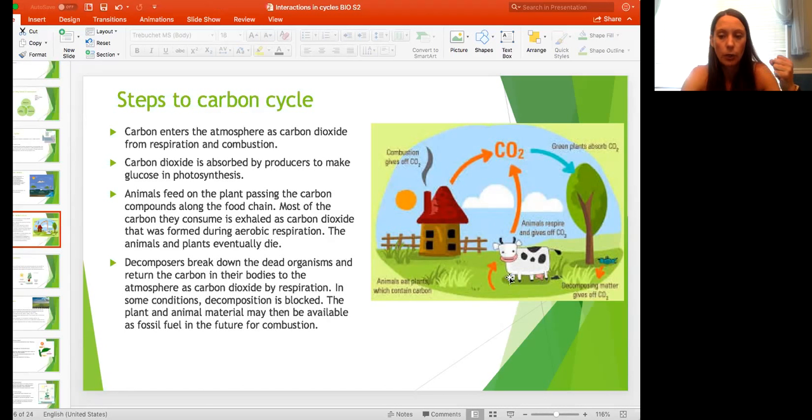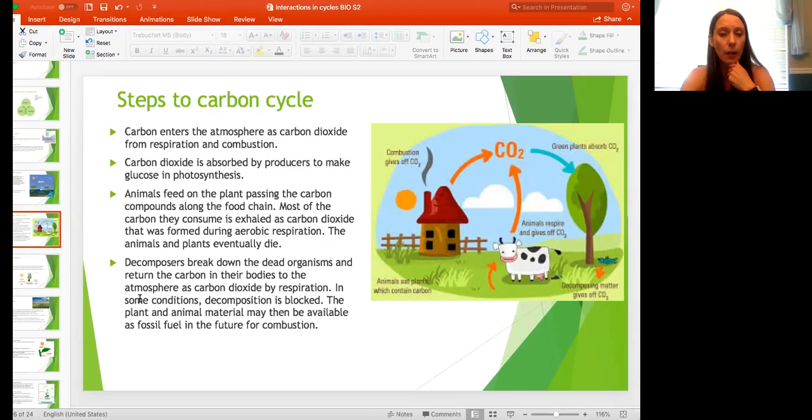So for an organism to be able to use the sugar from the producers, they have to go through a process of cellular respiration, which enables them to transform that sugar into usable energy. The waste product is carbon dioxide. And that's what we're talking about when we exhale or respire out, we're giving off that carbon dioxide. We're giving it back into the atmosphere.